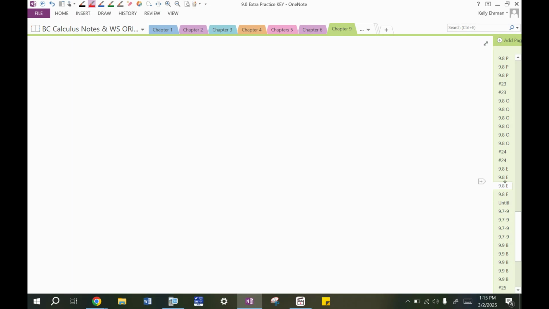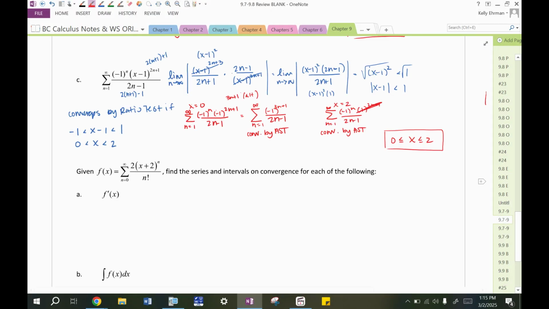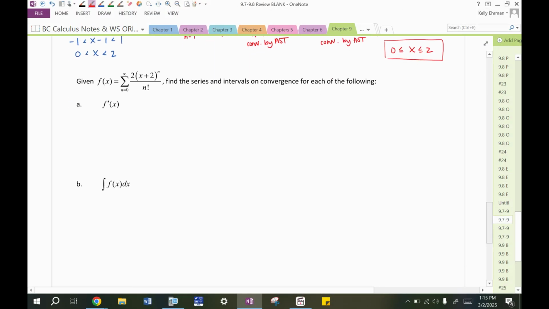All right, so where did I just go with that? So there we go. Given this power series, find the series and intervals of convergence for each of the following. So find f prime x and find the integral of f of x dx. You don't have to expand out terms for this. When I say find f prime, I just mean go ahead and write the power series. Remember, you might need to make an adjustment here, so keep this blank until you're done.